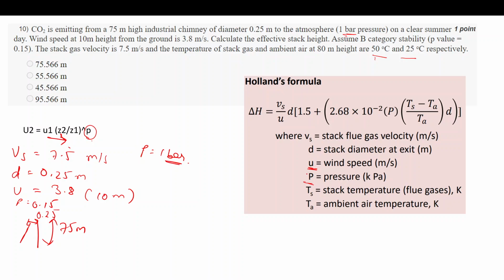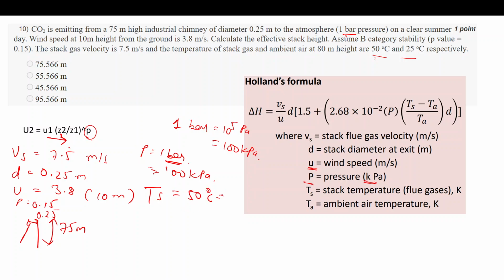Now this bar is not the pressure unit you need to use. You need to use kilopascal as the unit. So 1 bar is 10 to the power 5 pascals. So in kilopascals, it will be 100 kilopascals. And next is T, the stack flue gas temperature, which is given to you as 50 degrees.